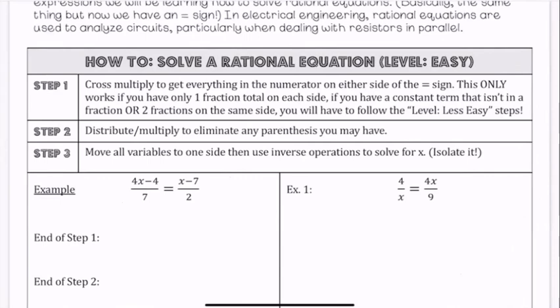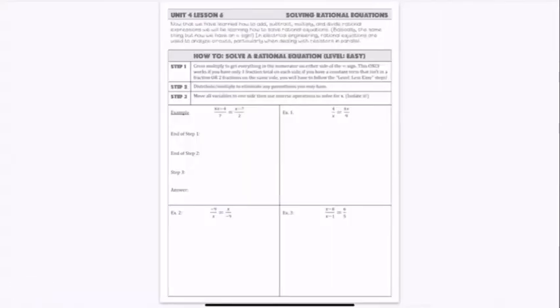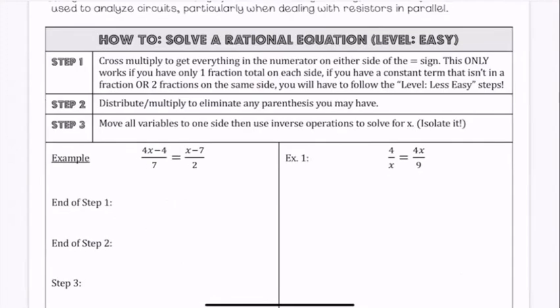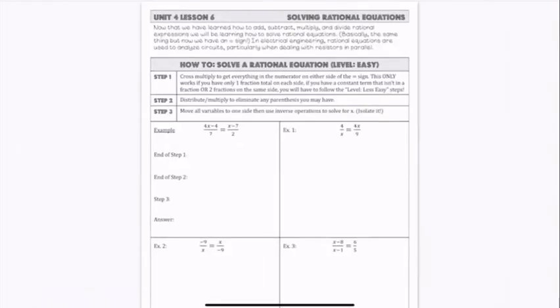We also have two types-ish. They're not completely two different types of equations, but we're going to deal with them differently. So our first section here is just if you have an equation that has a fraction on each side only and nothing else. There's no random constant out here. There's just one fraction on each side and they're set equal to each other.